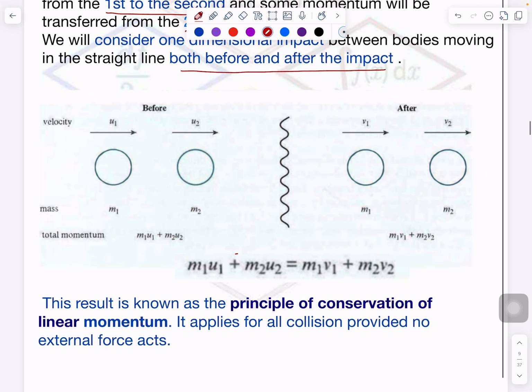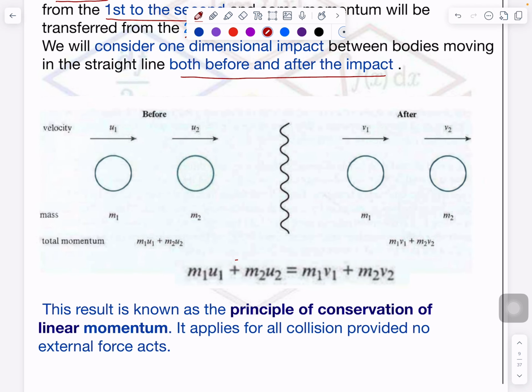So what do I mean by that? We know momentum is mass into velocity, right? We have seen that in the last video. So for this body, the momentum is m1 times u1, where u1 is the initial velocity before the impact. And m2 u2 is for the second body, because there are two bodies.